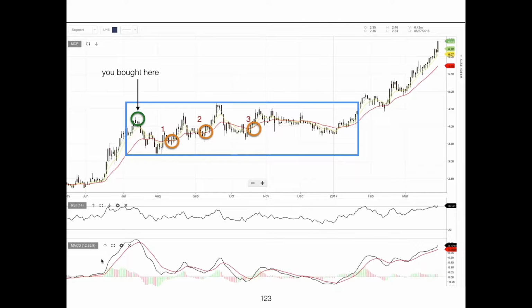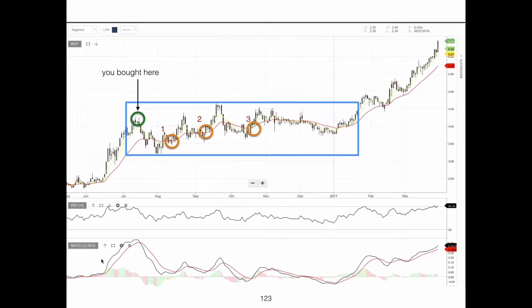Now, a bullish crossover happens when the short-term moving average crosses above the longer-term moving average. In this case, the green line is the short-term moving average, and the yellow and red lines are the longer-term moving averages. We see that the green line crossed above the yellow and red lines. So this was bullish. Each of these bullish crossovers were buy signals within the box from July to October 2016.